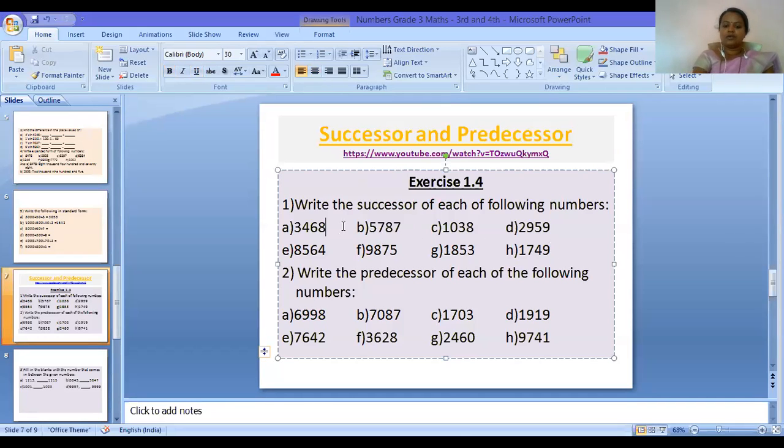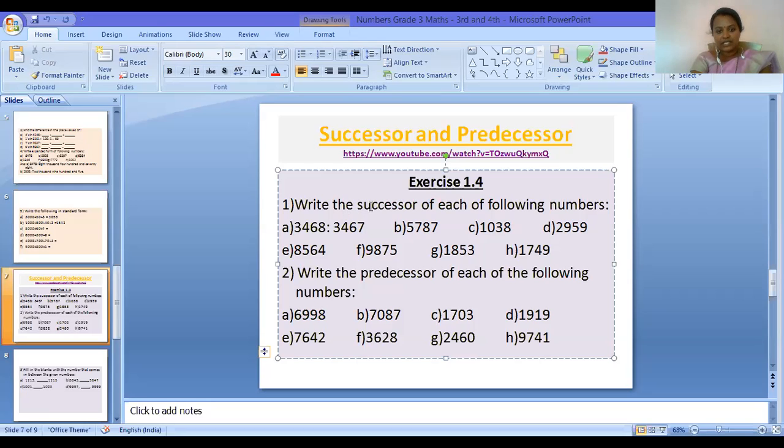Can you tell me what would be the successor of 3468? Any guess? 3468. Yes, it would be 3467. See, 8 is the digit in the units place. So before 8, what is the number? Yes, exactly.